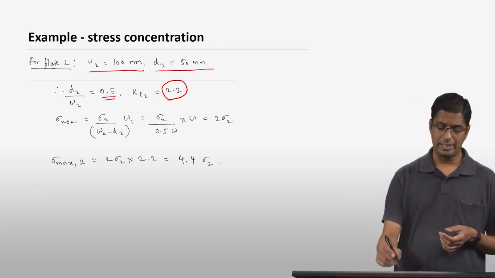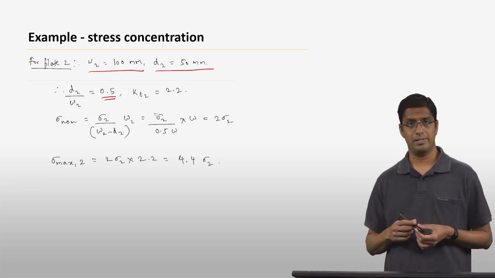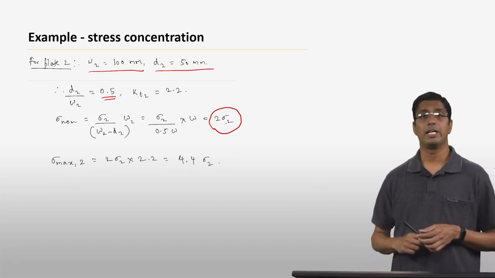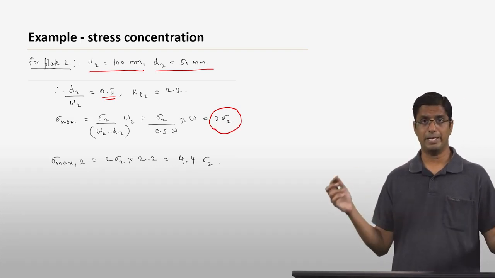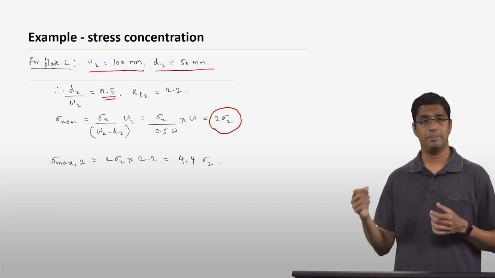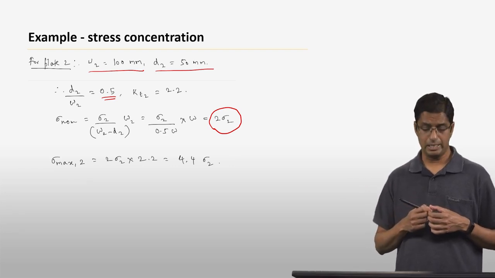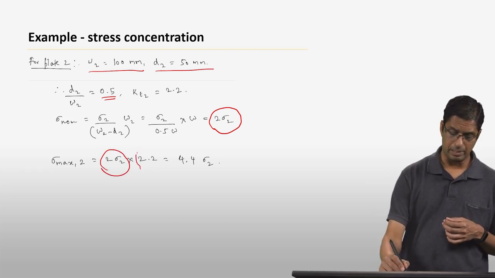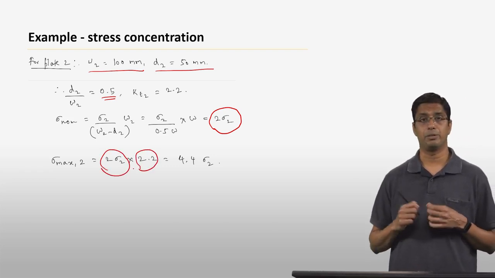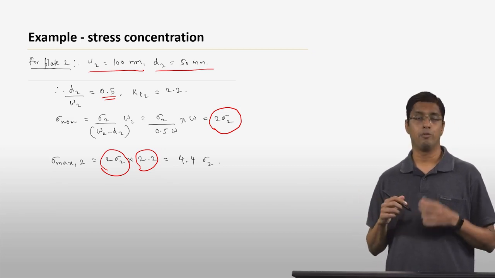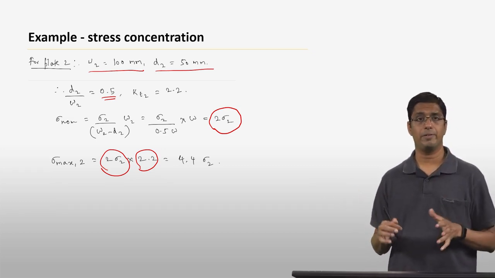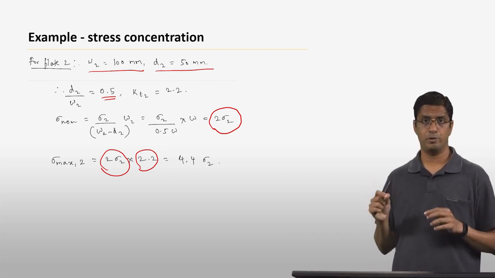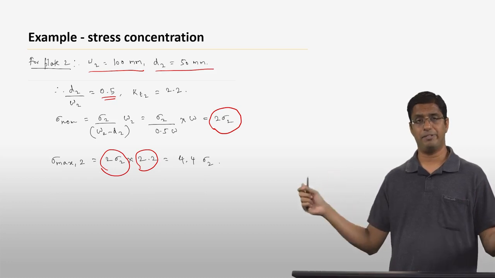Now, once we know what KT2 is, we can find out what the nominal stress is. And if you do that, in this case, the nominal stress is 2 times sigma 2. Sigma 2 again is the far field stress. So the maximum stress in plate number 2 in terms of sigma 2 is the nominal stress multiplied by the stress concentration factor 2.2, and that turns out to be 4.4 sigma 2. Okay, so what we have found out is that the maximum stress for the second plate is actually 4.4 times the stress that is applied far field.